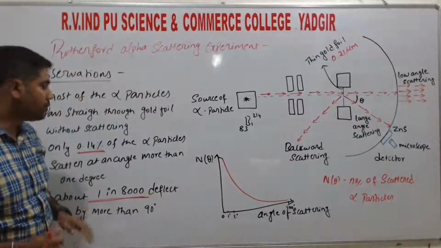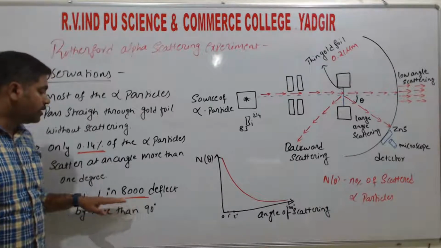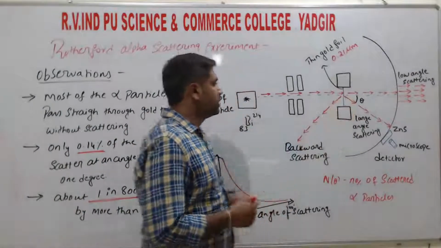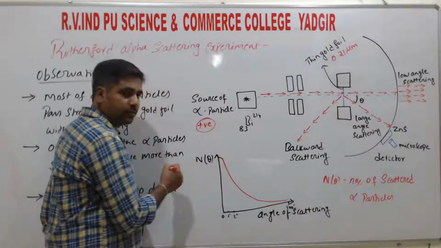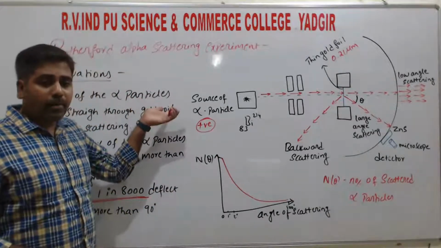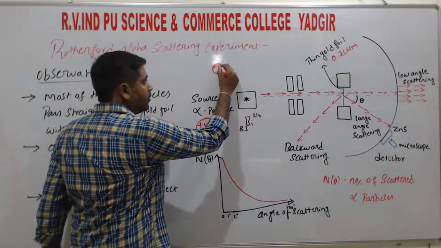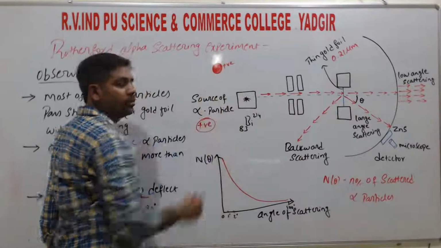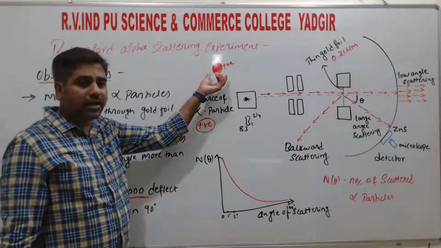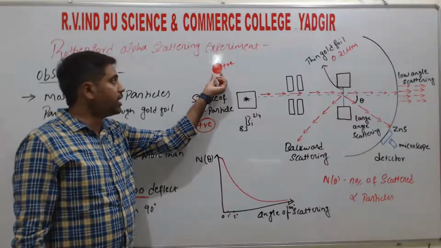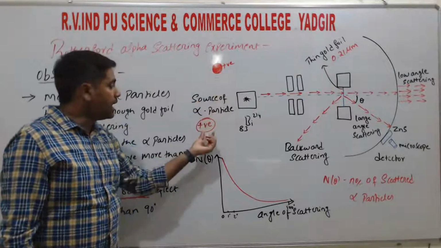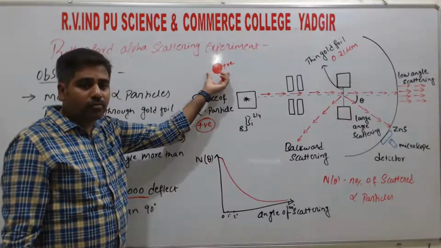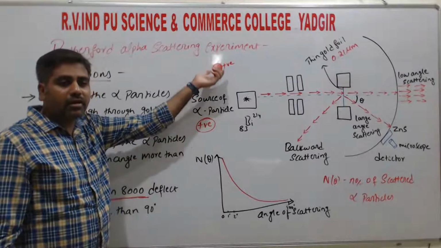So he gives a theory to explain why, out of 8,000, only one particle is deflected by more than 90 degrees, that is, backward scattering, since the alpha particle is positively charged. As already said, the Rutherford hypothesis says that the entire positive charge and mass of the atom is concentrated in a small volume. That we call the nucleus. As the alpha particle, a positive charge, approaches near this gold foil, this one is the atom. The atom consists of a positive nucleus with electrons revolving around it.